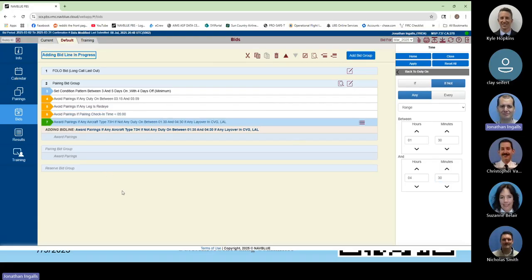So now we've asked it to award us pairings if the aircraft type is a freighter, if there's a freighter anywhere on this trip, if it has landings in Cincinnati or Lakeland, and if it's not on duty between 1:30 in the morning to 4:30 in the morning. Yeah, that's good. So a cool thing we can do here now is let's click on line 7. We're going to hit this button that says Analyze.